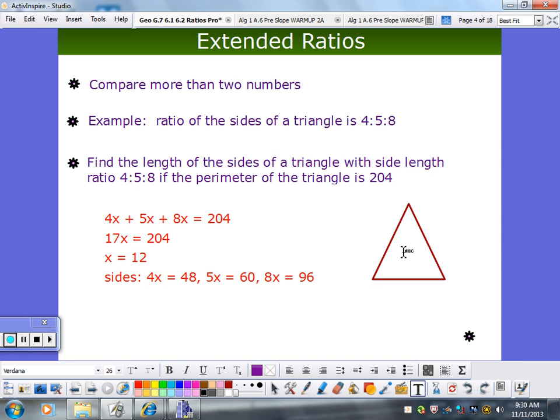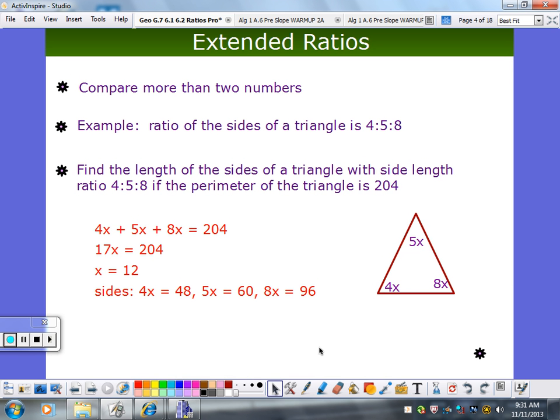Okay, so if I have a triangle here, if I look at the different sides, 4 to 5 to 8. So one of them is 4 times the other. One of them is 5 times the other. And one of them is 8 times the other. So we set up a picture like this. And what this tells us is, look at the angles. They're in that ratio of 4 to 5 to 8.